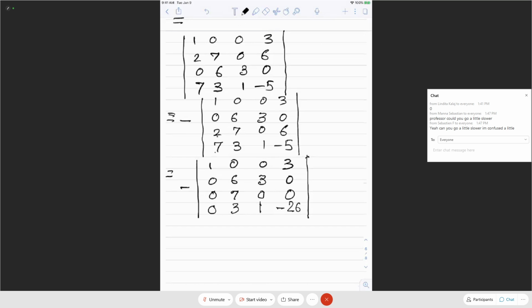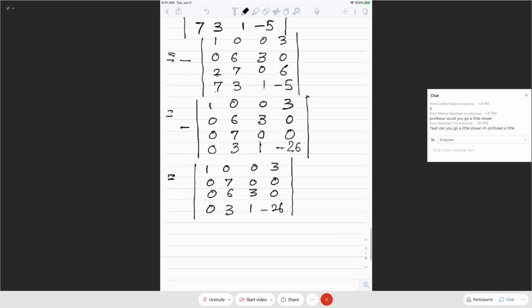Interchange the second and third rows. The whole idea is to make it as simple as you can. 1, 0, 0, 3, 0, 7, 0, 0, 0, 6, 3, 0, 0, 3, 1, minus 26. The game is now very simple.